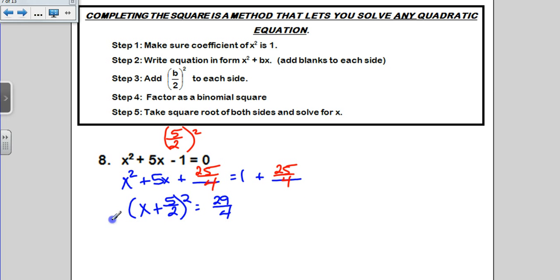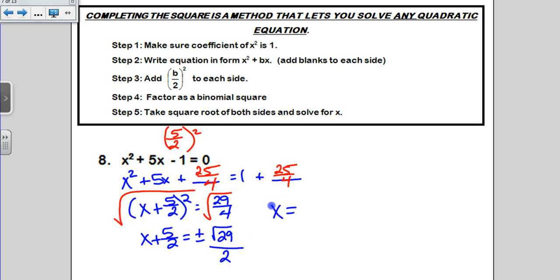We're going to go ahead and square root both sides. On the left-hand side, you have x plus 5 halves, plus or minus on the right-hand side. Now if I take the square root of 29 fourths, I want to think about taking the square root of the top and the square root of the bottom. The square root of 29 is nothing pretty, but the square root of 4 comes out to just a plain old 2. So our last step would be to subtract the 5 halves to the other side. So we have negative 5 halves plus and minus the square root of 29 over 2.